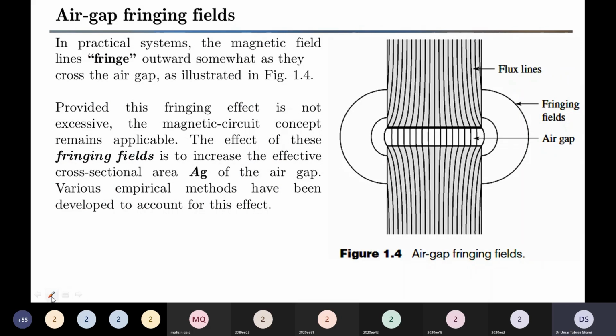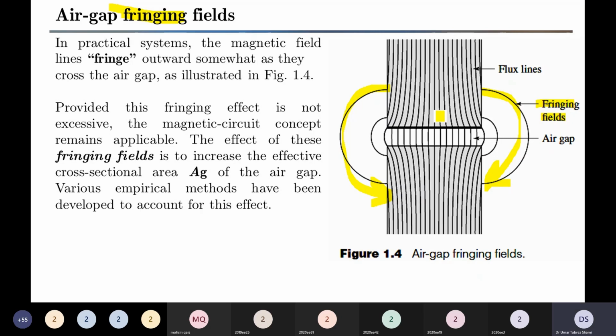Fringing is a term which is used to describe the path of the flux that does not pass through the core. However, it takes an alternate path and reaches the other side. This is called fringing fields.